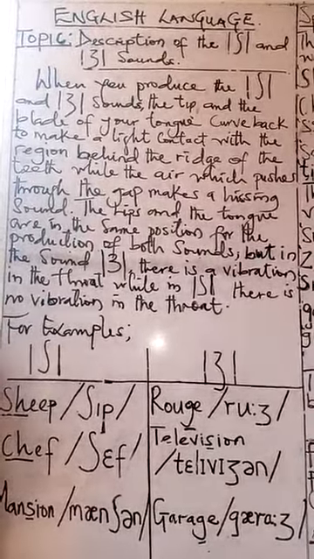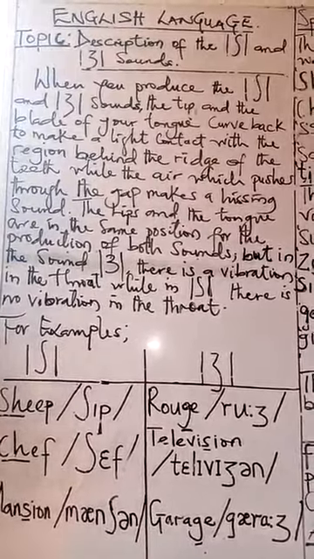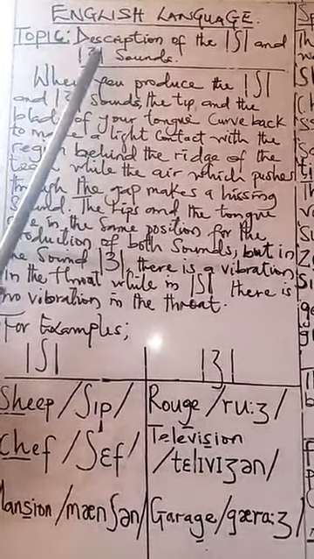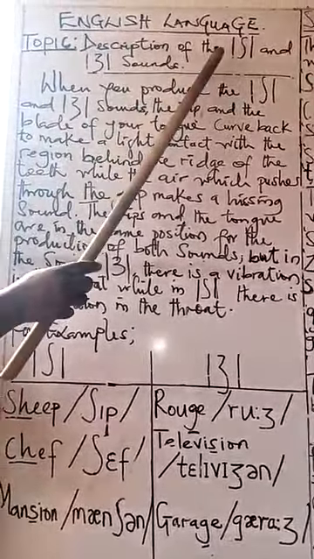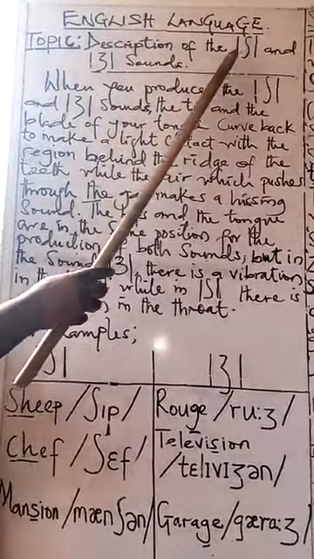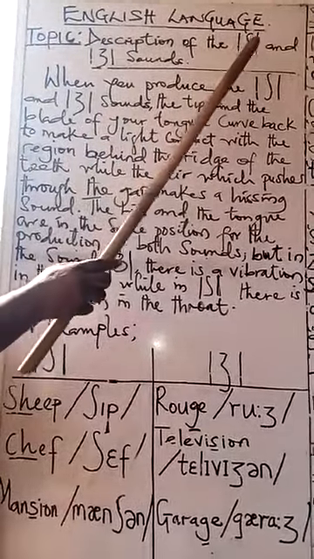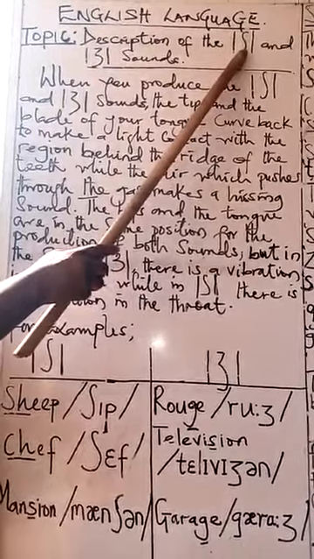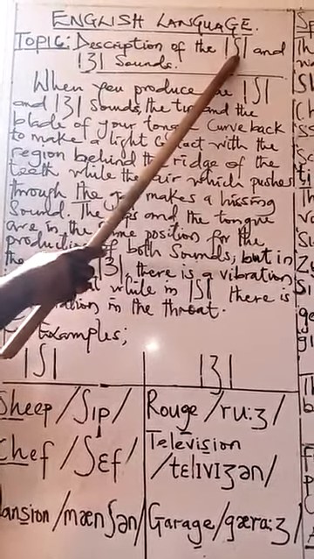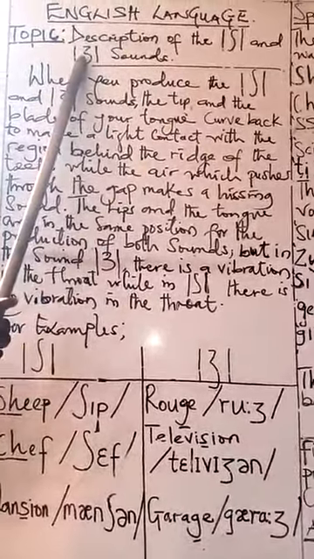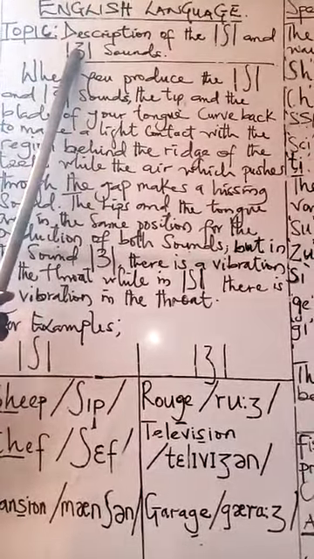And that will take us to our topic for today, which is the description of the consonants sh and j. This consonant on the board is pronounced sh, while this other one is pronounced j.